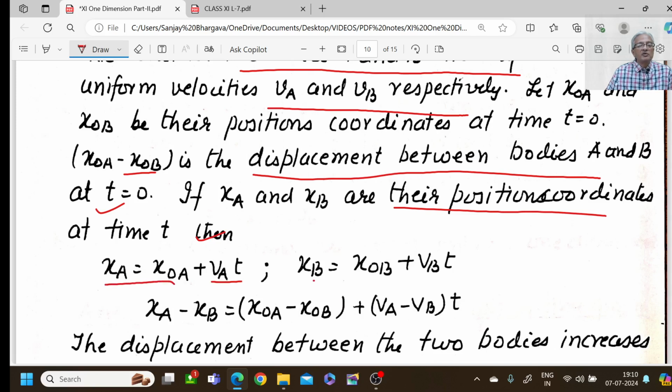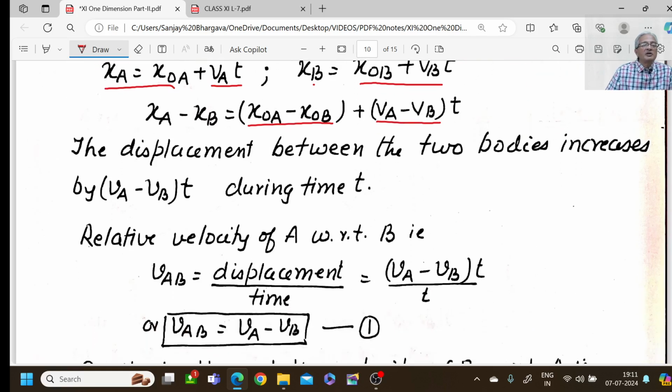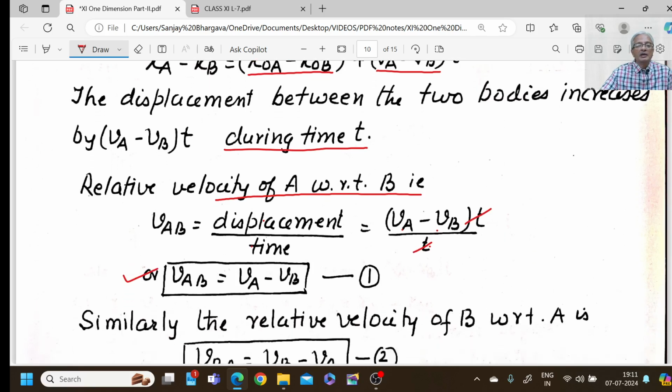If xa and xb are the position coordinates at time t, then xa would be x0a plus va t, and xb would be equal to x0b plus vb t. xa minus xb would be x0a minus x0b plus (va minus vb) into t. The displacement between the two bodies increases by (va minus vb) into t during the time interval t. Relative velocity of A with respect to B is equal to displacement upon time, and the displacement is (va minus vb) t upon t. The time cancels, so the relative velocity VAB would be equal to va minus vb.